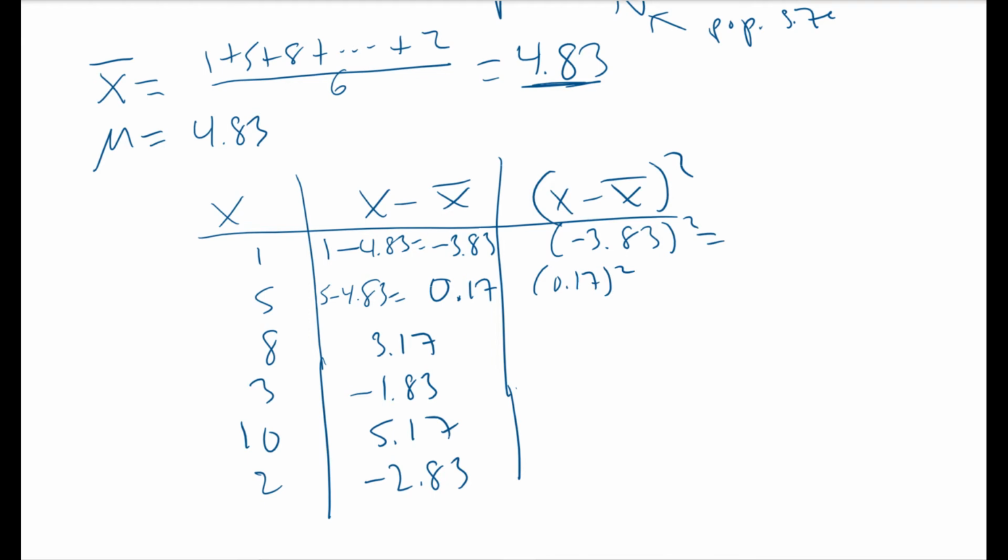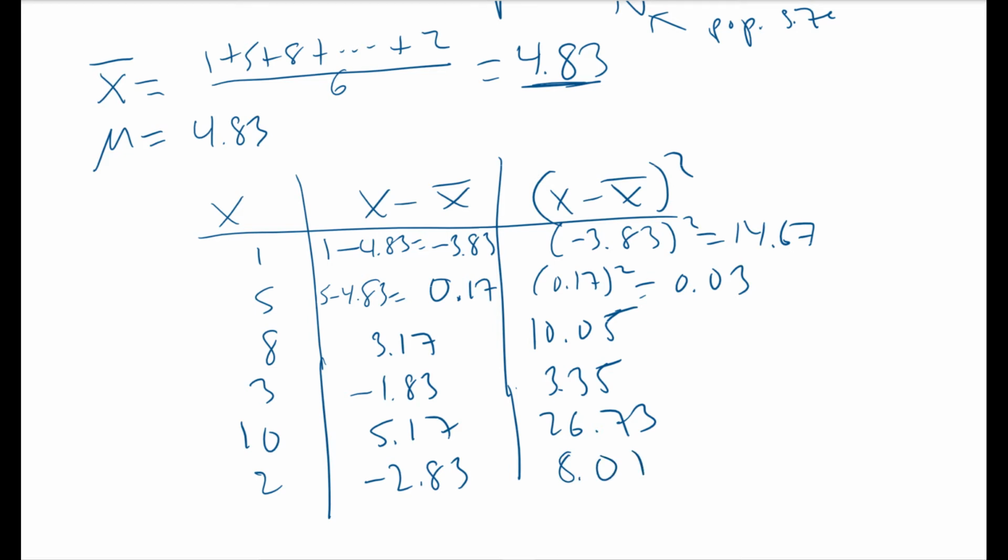If we do that, we get 14.67, I'm just rounding. We get 0.03 for the next one, 10.05, 3.35, 26.73, and 8.01.